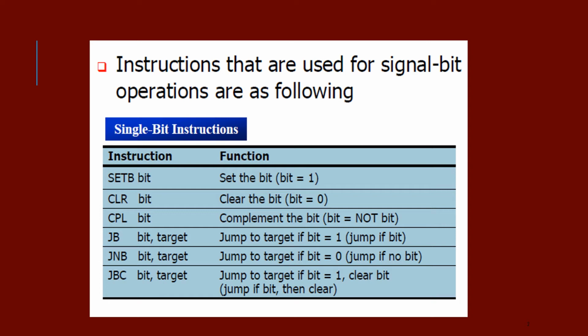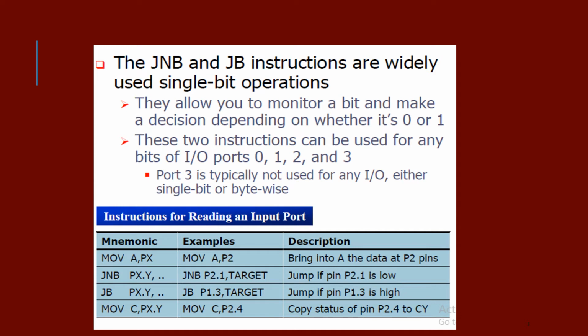Then JB bit, target: jump to target if bit is equal to 1, so jump if bit is set. JNB: jump to target if bit is equal to 0, that is, bit is not set. And JBC bit, target: jump to target if bit is equal to 1, and clear the bit; jump if bit is set, then only clear. This is also used in many applications for setting or resetting a particular bit when IO programming is done.